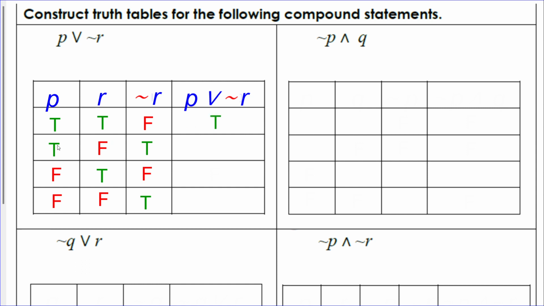On the next row, both are true. The P is true and the negation of R is true. So that makes our compound statement true also. In the third row, we've got false and false. Well, in a disjunction, remember, at least one has to be true. So this is going to be false. And in our fourth row, we have false and true. Well, that's going to make our disjunction true.